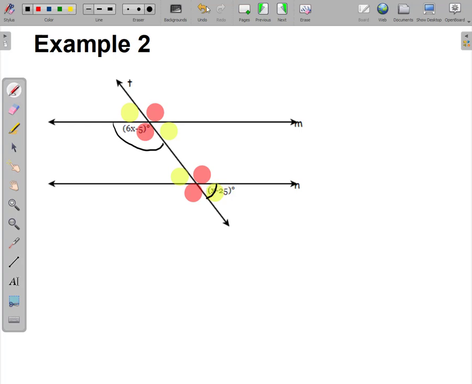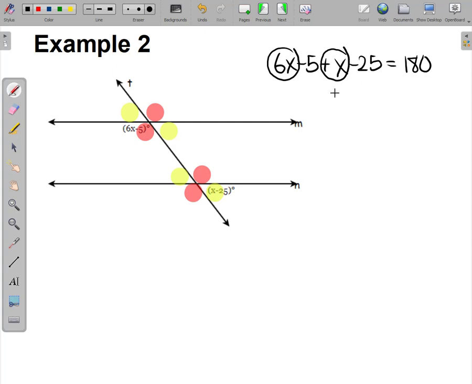So when the colors are different, they simply add up to 180. So I'm going to write 6x minus 5 plus x minus 25 has to be equal to 180. I'll combine my x terms. 6x and x, that's going to give us 7x. Remember, you can always put 1 in front if you want. I'm going to underline -5 and -25. Those are our constant terms. So I've got 7x minus 30 is equal to 180.